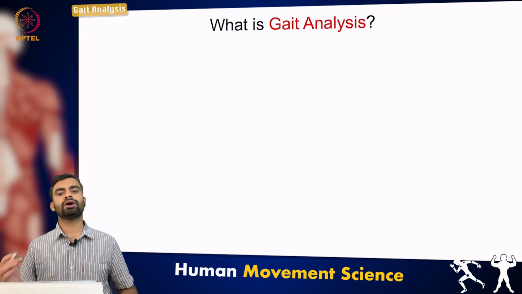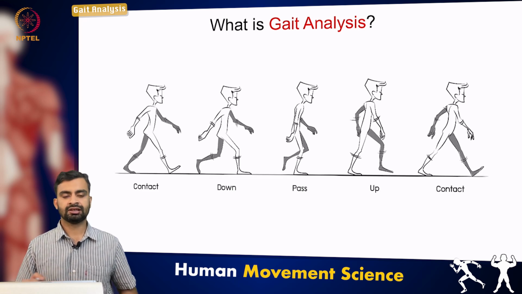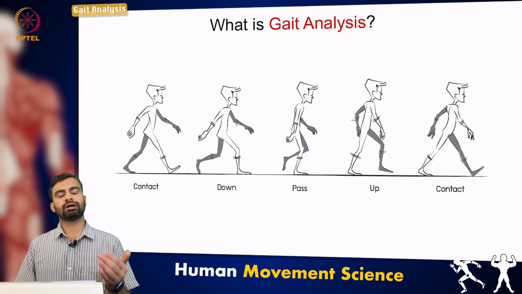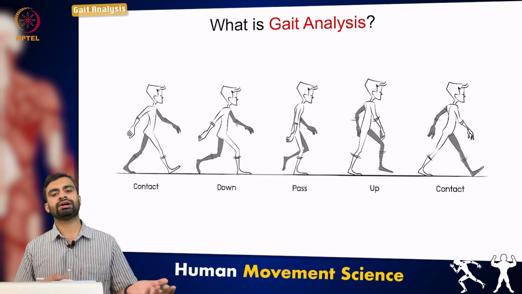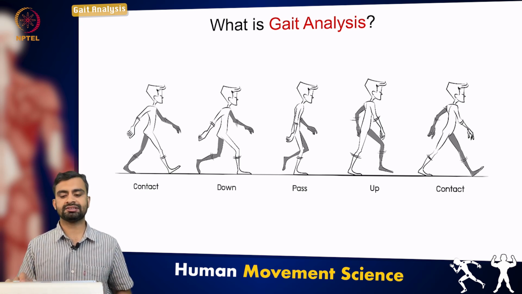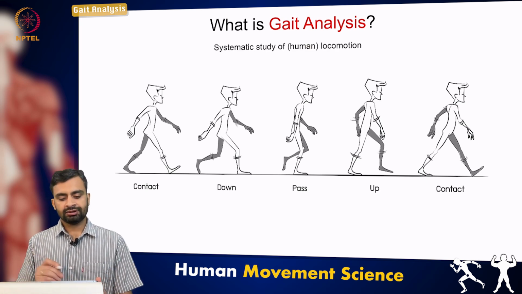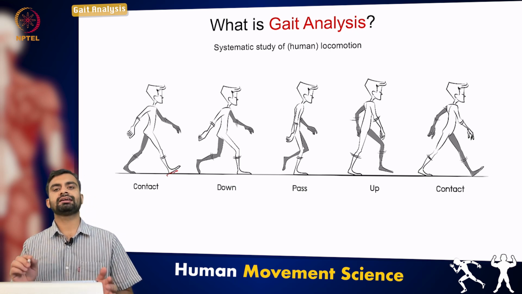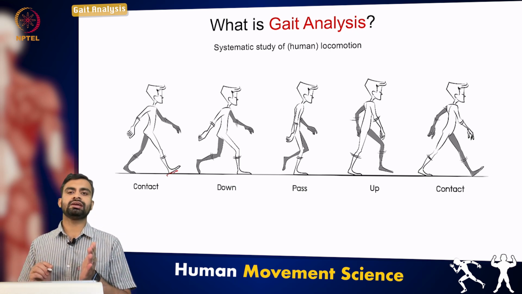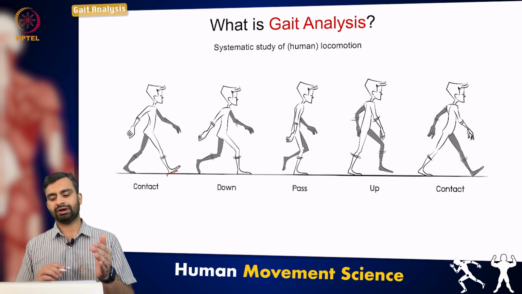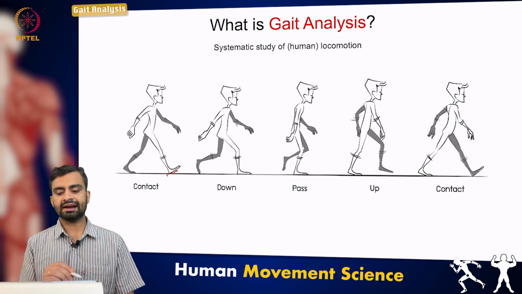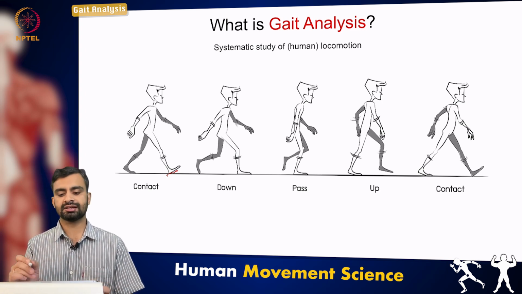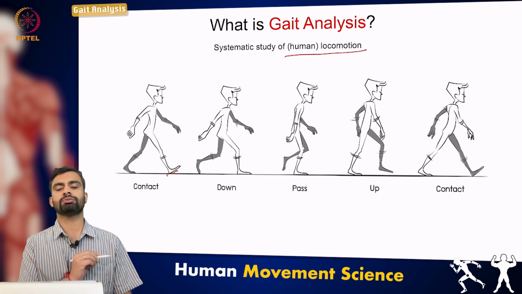So what is gait analysis? We normally see all of us walk in a particular fashion. What happens is we contact the floor with one foot and then move our body from one point to another point. So gait analysis is nothing but a systematic study of human locomotion.